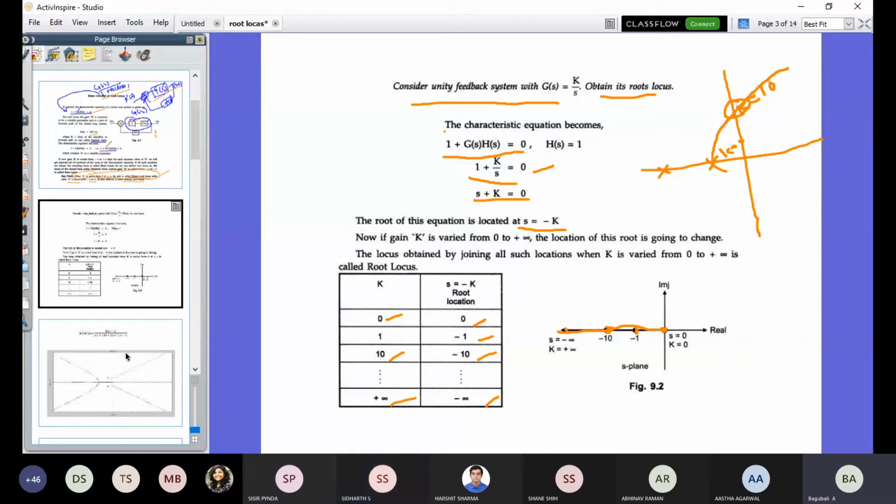Now we will move on to the steps. Before entering into the steps, we will learn about the applications of root locus. Can you tell me now what are the applications of root locus?